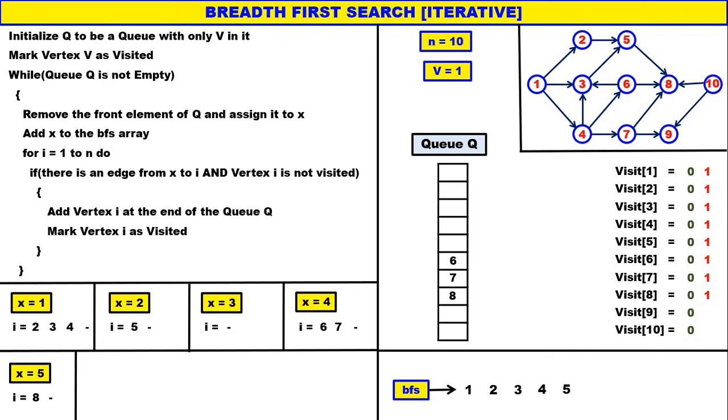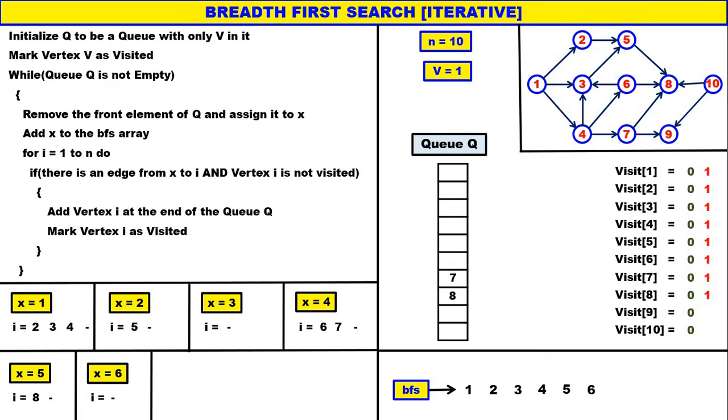Q, is it empty? No, the Q is not empty. Therefore remove the front element of Q and assign it to x. Therefore x will become 6. 6 is added to BFS also. What are the nodes adjacent to 6? 3 and 8. But 3 is also visited because visit of 3 is already 1. 8 is also visited because visit of 8 is already 1. Therefore for 6 we cannot do anything. Very unfortunate for 6. 2 vertices were adjacent but both of them are visited. We can't do anything. That's all.